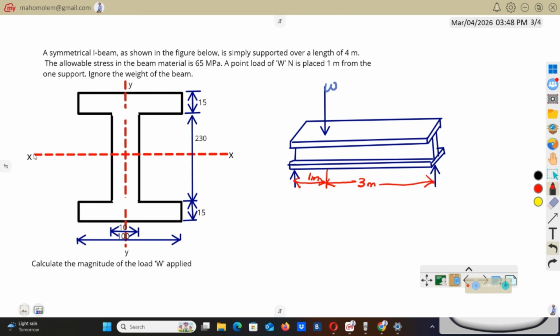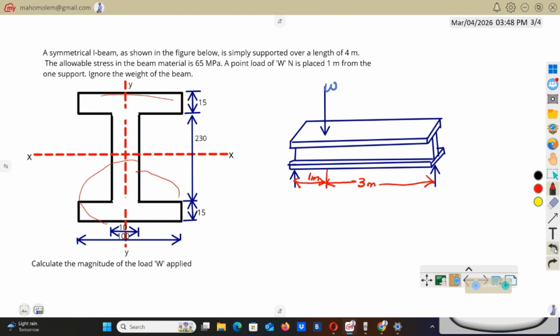What is symmetrical? Symmetrical means that if you can cut this thing along this x-axis line here, you'll see that this top part will be the mirror image of this bottom part, or this top part will be identical to this bottom part. If that is the case, then this I-beam is symmetrical about this x-axis.